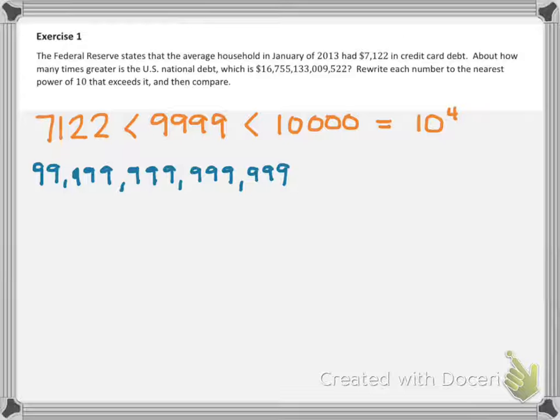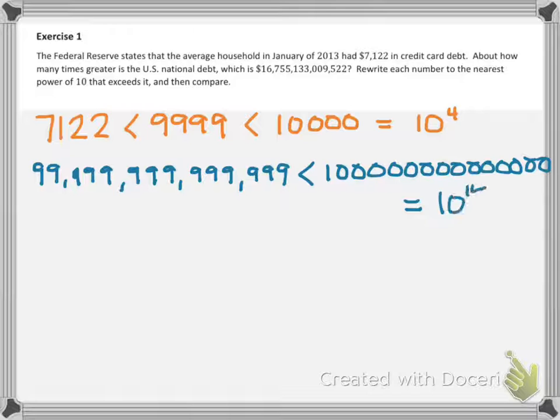Okay, so I would have 99,999,999,999,999, and we know that that is just a little bit smaller than our next power of 10, which instead of 14 digits would be 15 digits. So this would be 3, 4, 5, 6, 7, 8, 9, 10, 11, 12, 13, 14, 15 digits. And that is going to be 10 to the 14th. So this is equal to 10 to the 14th approximately.